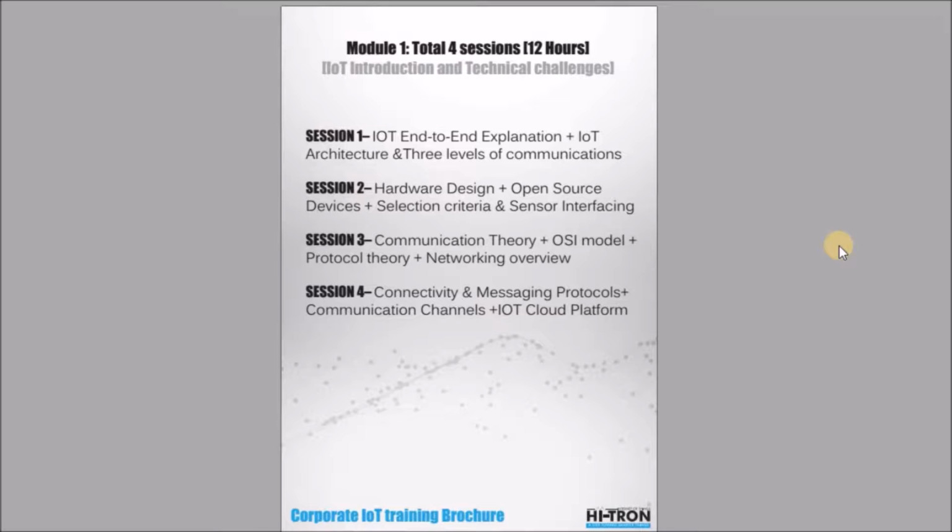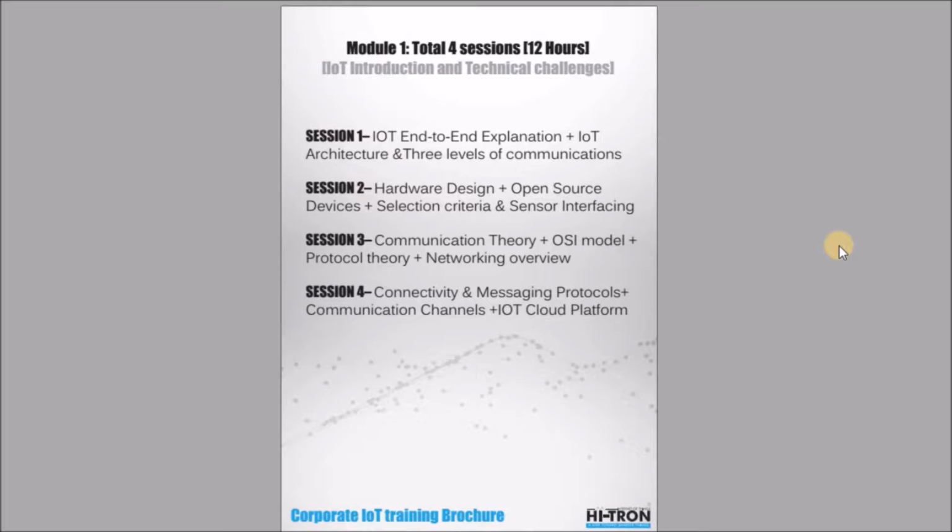So the module number one, this module includes 4 sessions, which will be around 12 hours. And in the first session, we will learn about IoT end-to-end explanation, what the IoT is, and how end-to-end product has been built, IoT architecture, and 3 level of communication. So in the first 3 hours, we will learn about the different segments, different level of communications that involves while building IoT product or IoT applications. It includes device to device communications, device to server communication, and server to server communication.